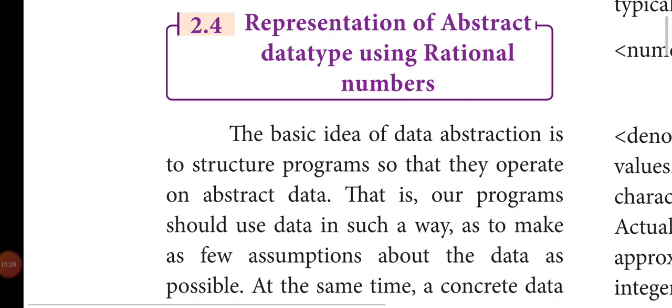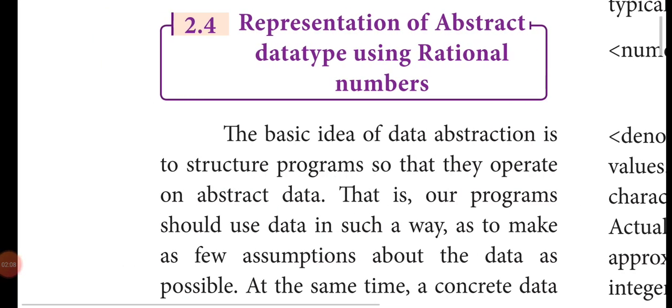And then, representation of the abstract data type using rational numbers. So here is one of the examples of how data abstraction is used with rational numbers. Rational numbers are, when you divide x by y, if the value returned by x by y is fractional, it is a rational number here.